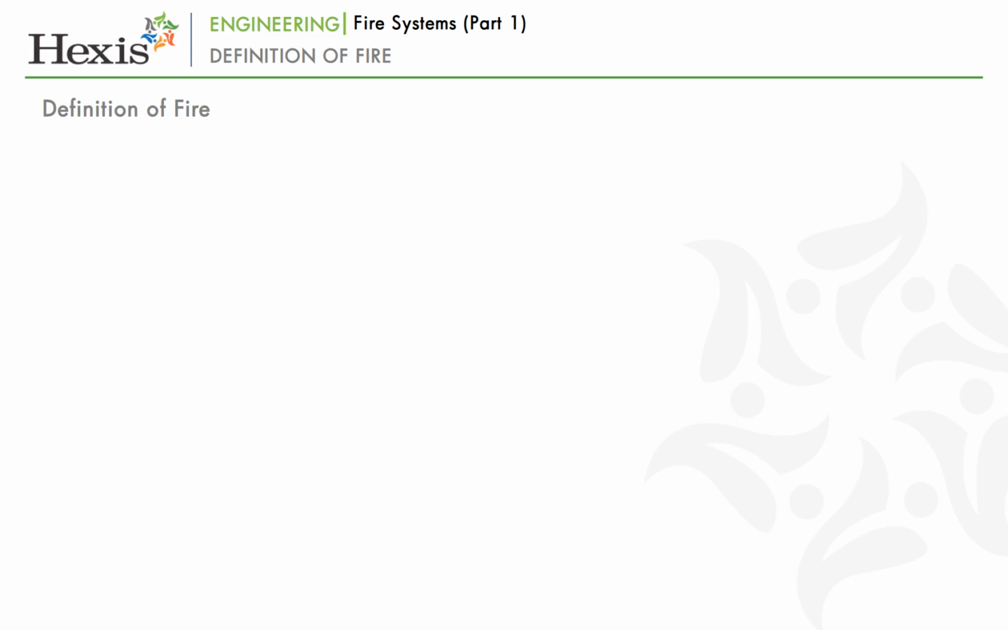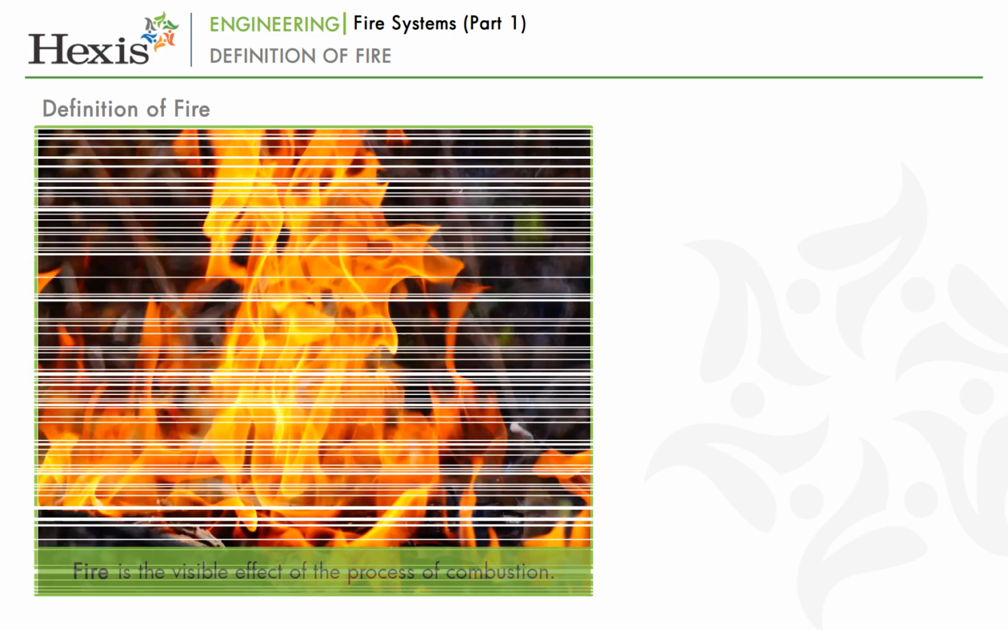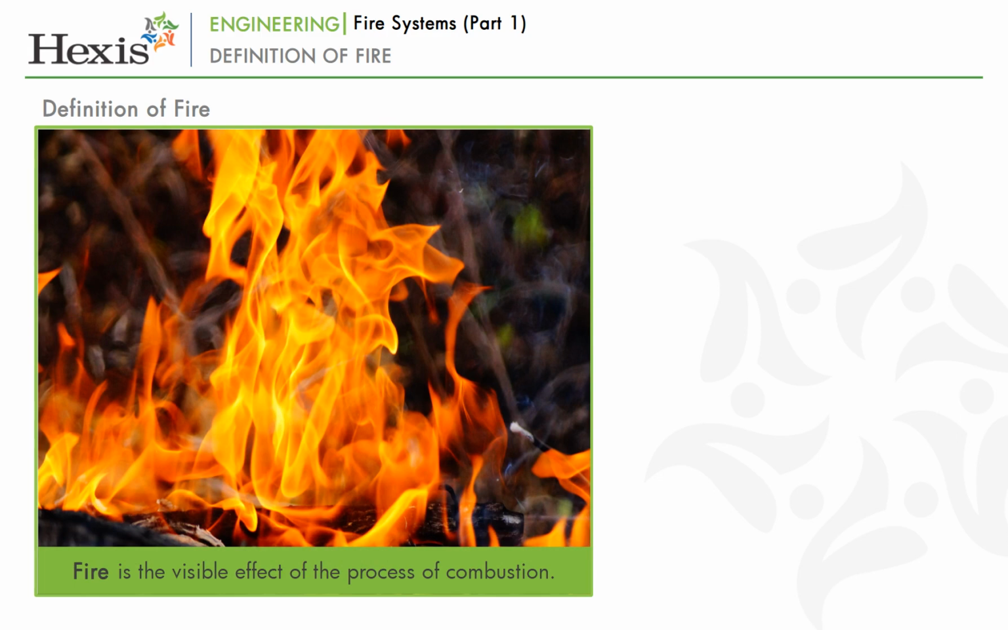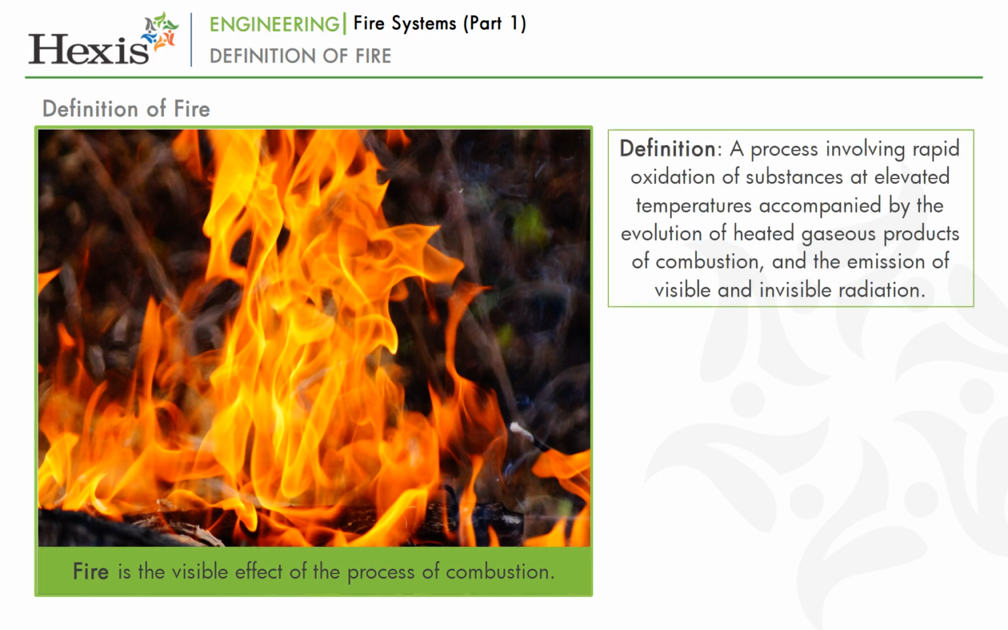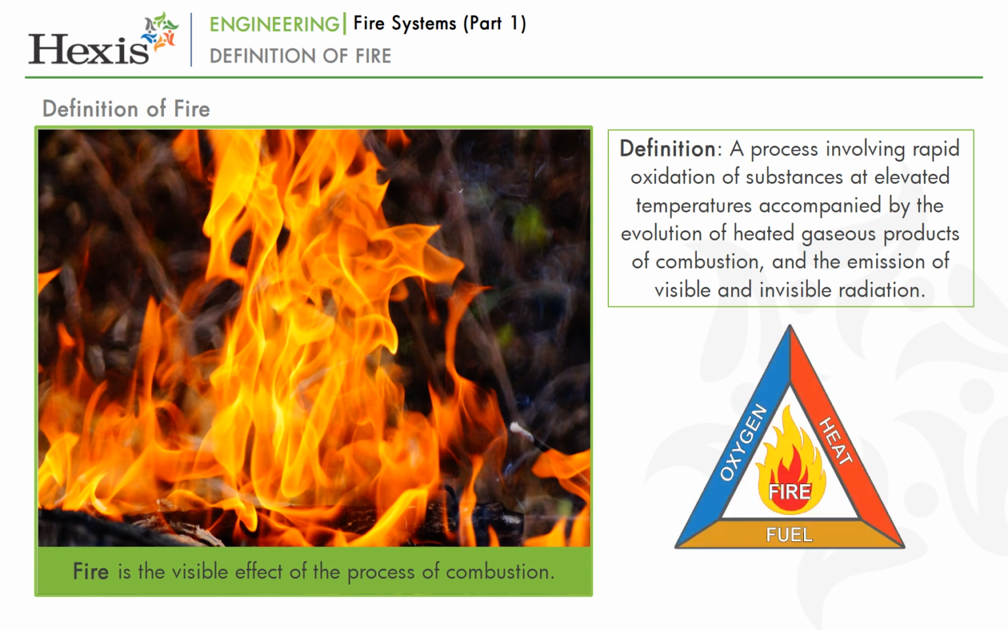To begin with, let us understand the definition of fire. Fire is the visible effect of the process of combustion. Fire can be defined as a process involving rapid oxidation of substances at elevated temperatures accompanied by the evolution of heated gaseous products of combustion and the emission of visible and invisible radiation. The products from the chemical reaction are completely different from the starting material. The substance, that is fuel, must be heated to its ignition temperature for combustion to occur. The reaction will keep on going as long as there is a supply of heat, fuel and oxygen. This is known as the fire triangle.